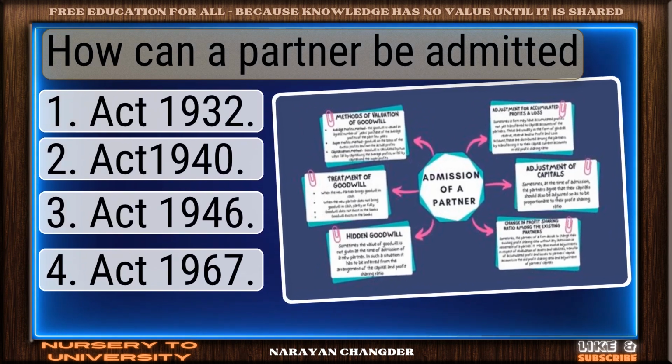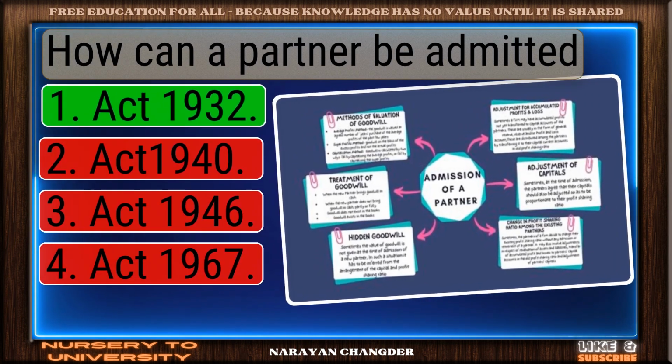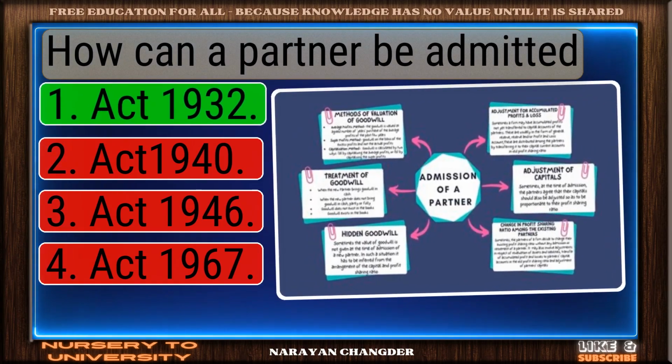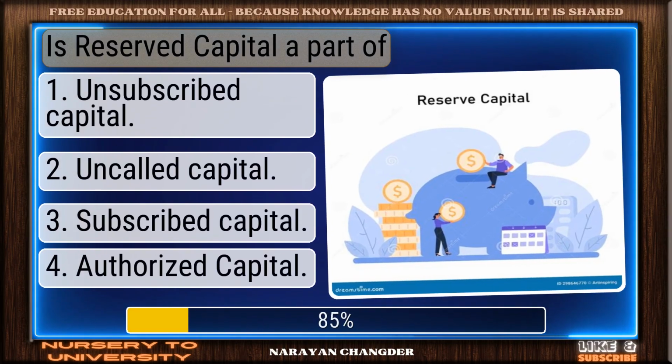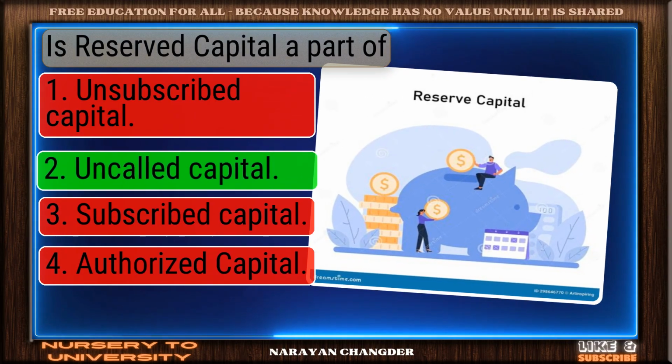How can a partner be admitted? Correct response. Act 1932 is the most accurate answer. Is reserved capital a part of? Excellent choice. Uncalled capital is the right answer.